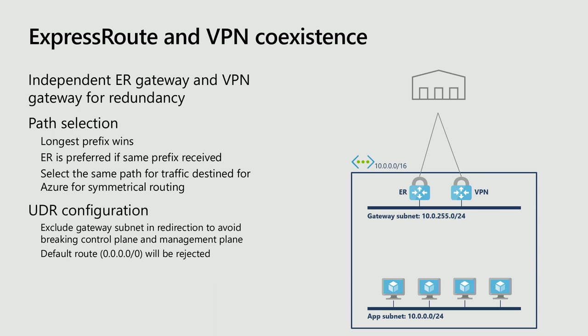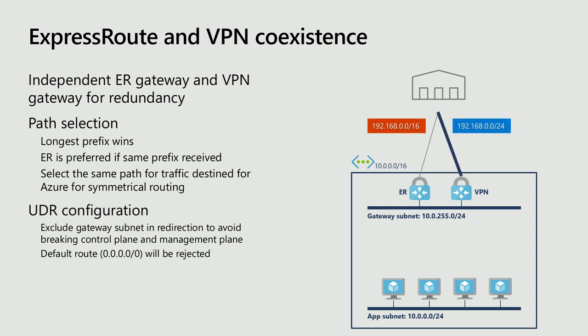When we do maintenance, we actually service these gateways independently. We make sure that when we update the ER gateway, your VPN gateway is still up and running. One thing is now you have two connections, your VPN connection and ExpressRoute connection. Now, which path will we take? That's a very common question for us.